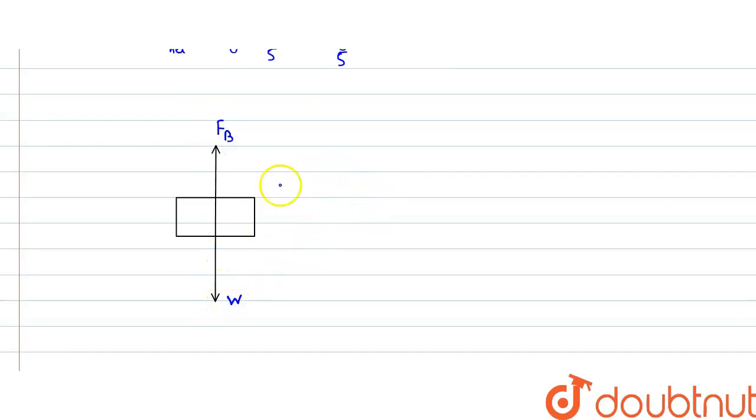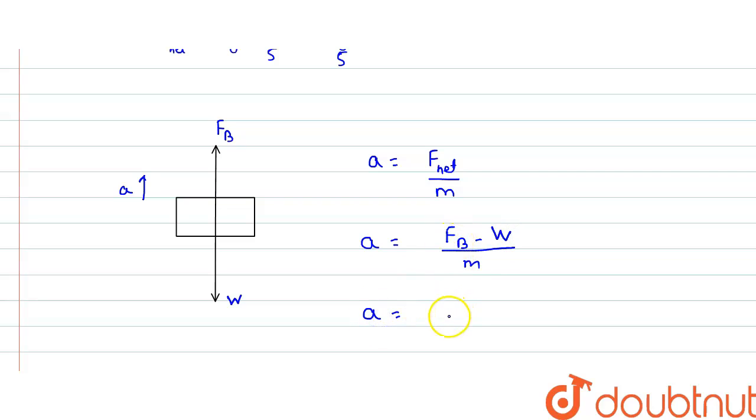So what would be the net acceleration in the upward direction? We say that acceleration would be equal to F net, the net force, divided by the mass. Now what is the net force? It is the buoyant force minus the weight, divided by mass. So the buoyant force is the density of the liquid in which it is kept, which is water, into V into g effective, or g net, minus the weight. Weight we can say is m into g, and mass we can write as rho into V, so it would be rho into V into g, but here g would be the effective.